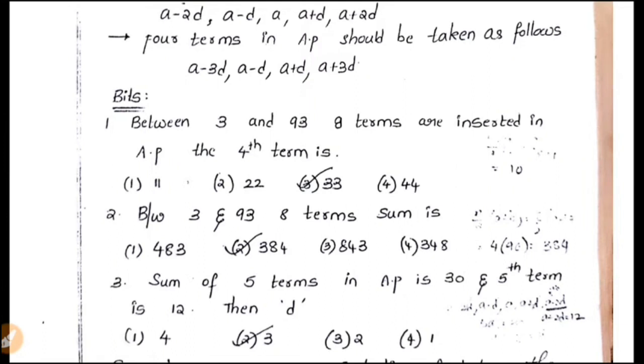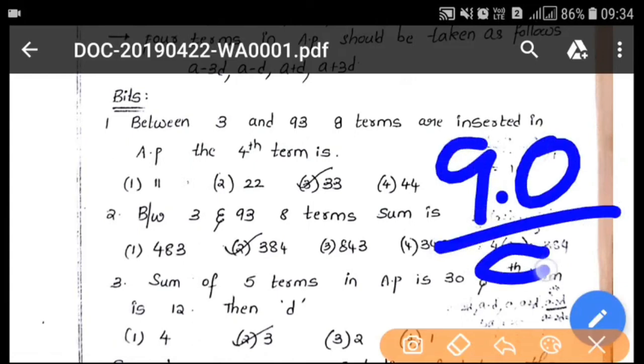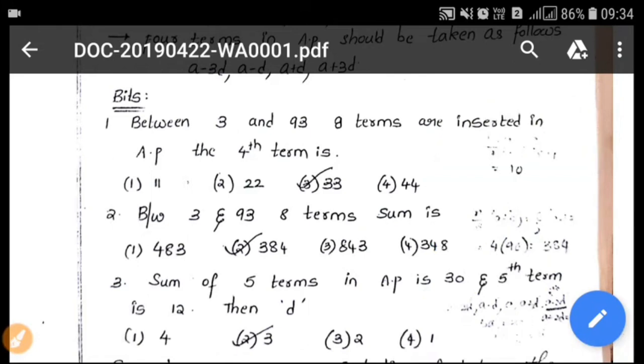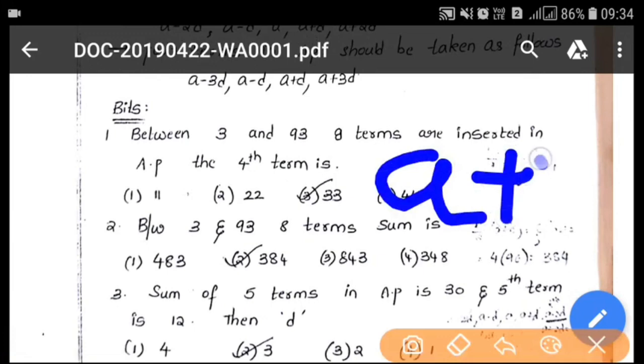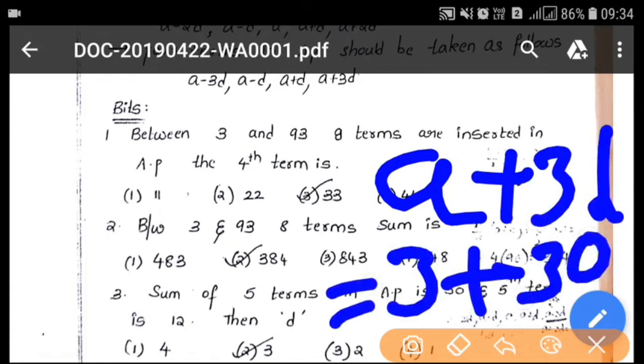So D is equal to (B minus A) by (n plus 1). B minus A means 93 minus 3, which is 90. N plus 1 means 8 plus 1, 9. 9 tens are 90, so the D value is 10. Now we want the fourth term. Fourth term means A plus 3D. A value is 3 and 3D is 30, so 3 plus 30 is 33. So 33 is our answer.